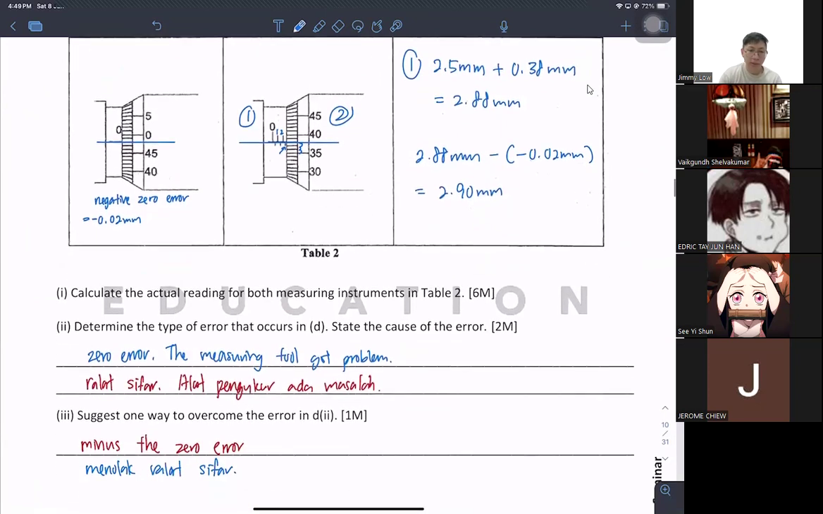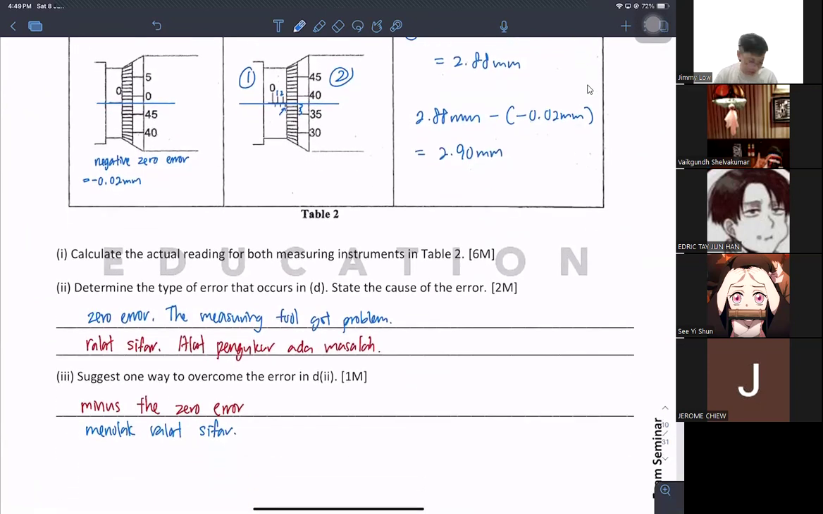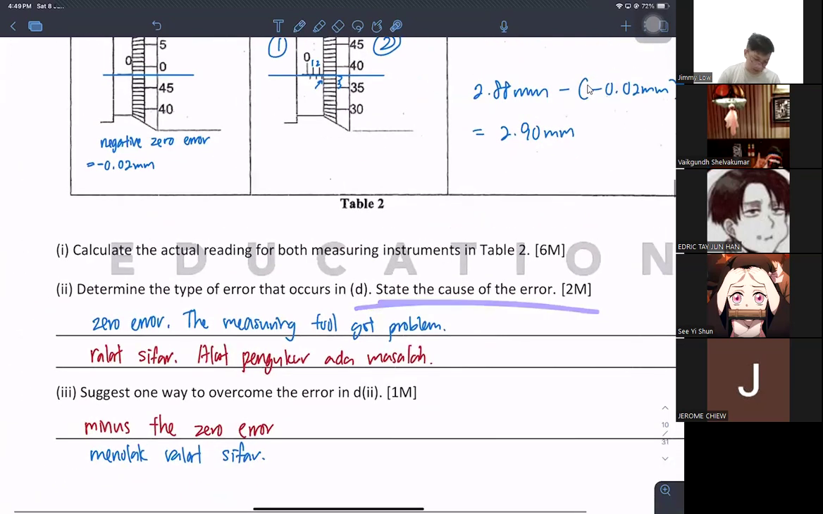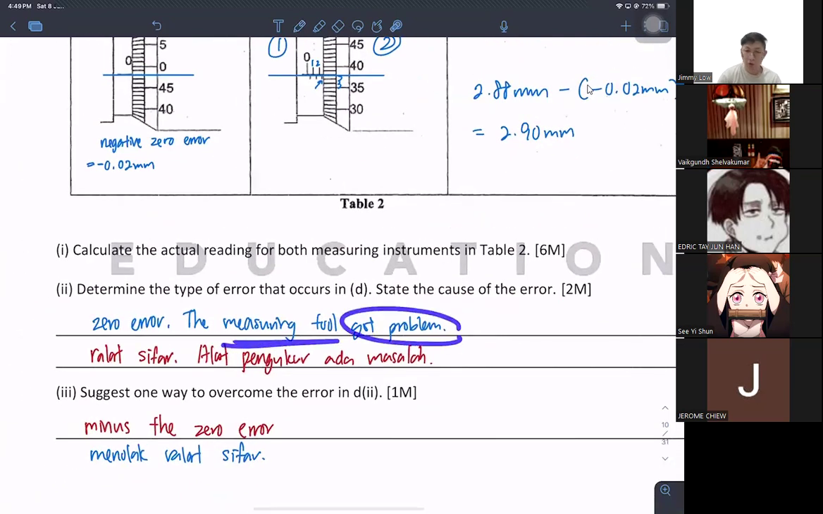Then, determine the type of error. The type of error is actually zero error. Why do we have the cause of the error? Because the measuring tool has an issue, has a problem. Not your issue, not your fault. Zero error is actually a systematic error, not your error.